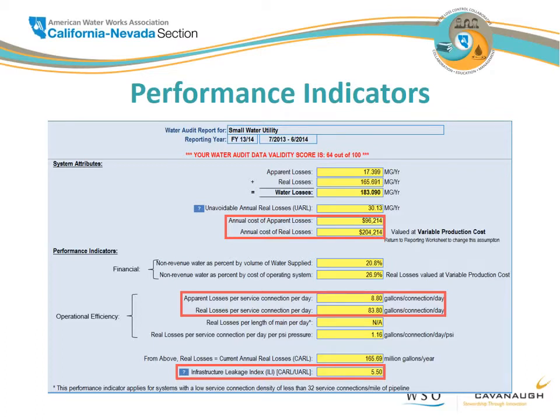The performance indicators do include reference to non-revenue water as a percent of volume supplied, and then the non-revenue water cost as a percent of the operating costs. Generally, we are not looking at those figures.